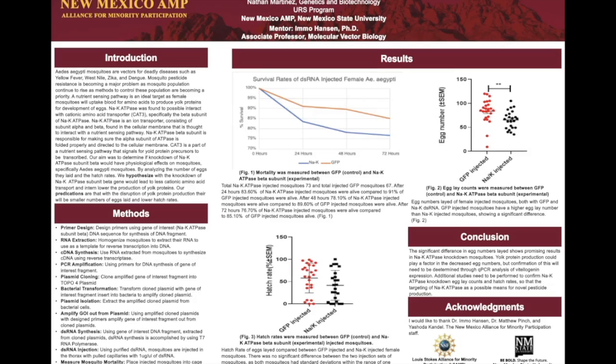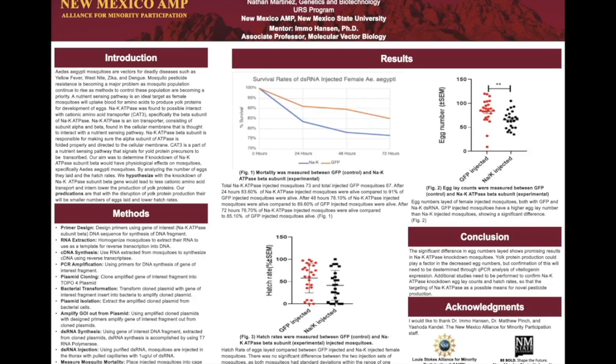We then used our DNA with our primer to amplify our gene of interest, and we then placed our gene of interest into a TOPO4 plasmid where it was cloned and transformed into bacteria. This was done in order to colonize and amplify our gene of interest and have a stock for later use if need be. We then re-isolated our plasmid from bacteria and amplified our gene of interest in order to have a template for our dsRNA synthesis.